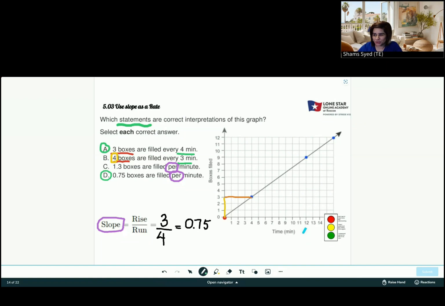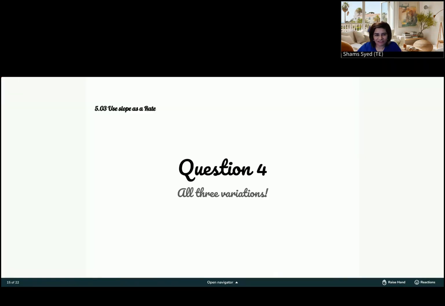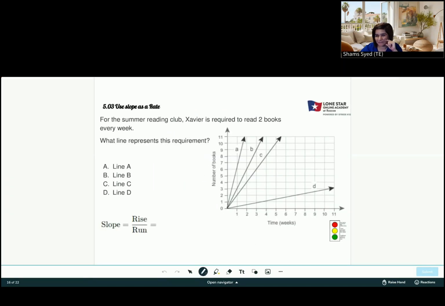Let's move on to question 4. Question 4 is a really nice question. Are you guys ready to see how question 4 looks like? When I looked at question 4, I was like, wow, how thoughtful. Look, they really were assessing your thinking. So they gave you in question 4, for this variety one, for the summer reading club, Xavier is required to read 2 books every week.